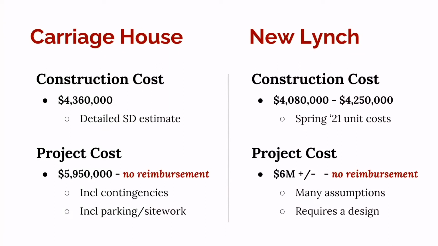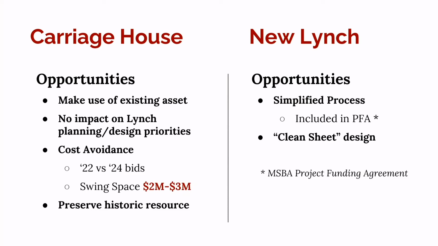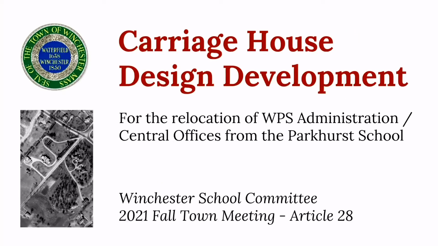Seeing no meaningful cost savings associated with a Lynch-based central office, with both options estimated at close to $6 million in project costs, and a nearly 2-year difference in timing, with a Carriage House solution being available well ahead of Lynch construction, making Parkhurst available for swing space for Lynch students. The school committee voted in October to affirm the master plan recommendation designating a restored and renovated Carriage House as the future home for central office and to identify funding sources for the work.